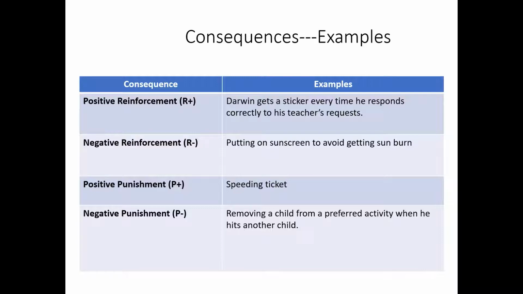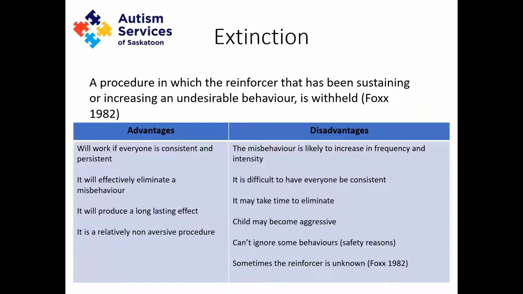An example of positive punishment, which is adding something in to decrease a behavior, is a speeding ticket. By adding in a speeding ticket, it's likely going to decrease that person's speeding in the future, or at least hopefully it does. And then negative punishment is taking something away to decrease a behavior. For example, removing a child from a preferred activity when he hits another child, with the hope that it decreases him hitting another child in the future. The reinforcement and punishment has to occur immediately after that behavior in order for it to be effective.